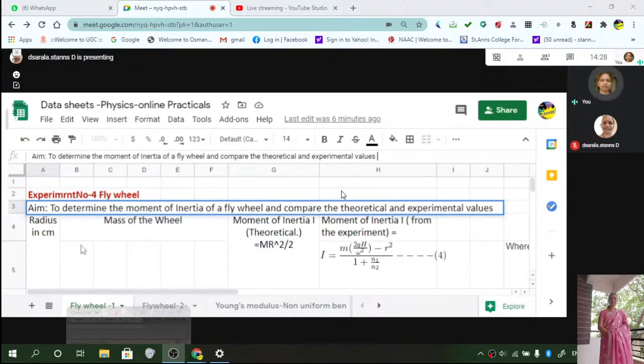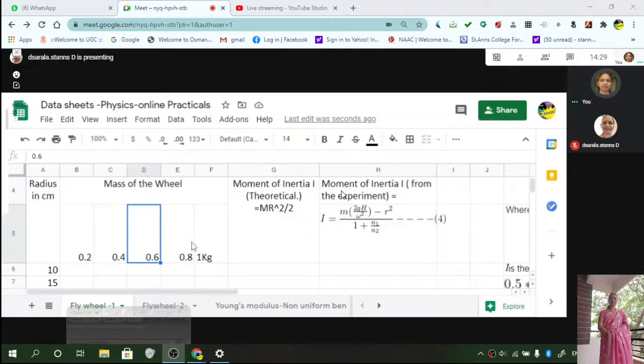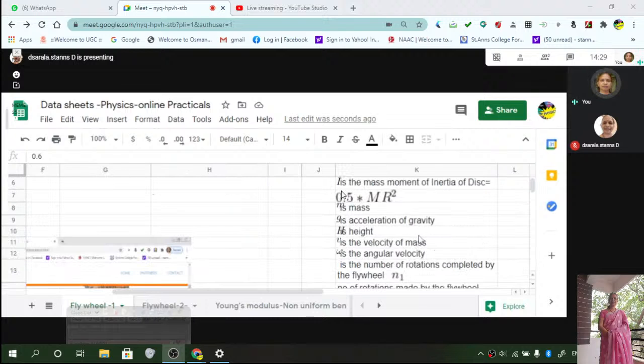So now what all are you varying here? You are varying the radius and the mass of the wheel. For the radius you do only 3 readings: 10, 15 and 20. And vary the mass from 0.2, 0.4, 0.6, 0.8 up to 1 kg. Theoretically, I showed you the formula is mr square by 2. M is mass, which is already written, and r, the radius, is also given. Perform this calculation. And then the moment of inertia using the formula is given by m into (2gh by omega square minus r square) divided by (1 plus n1 by n2).